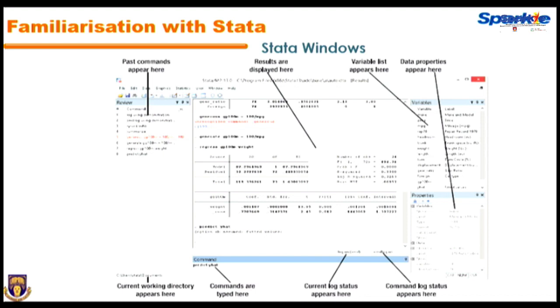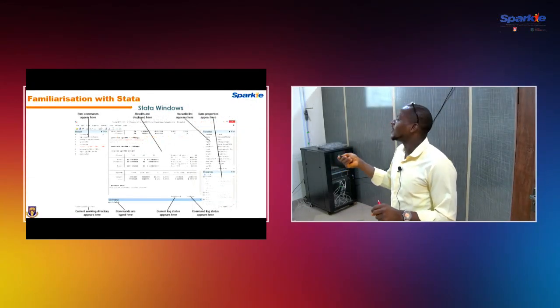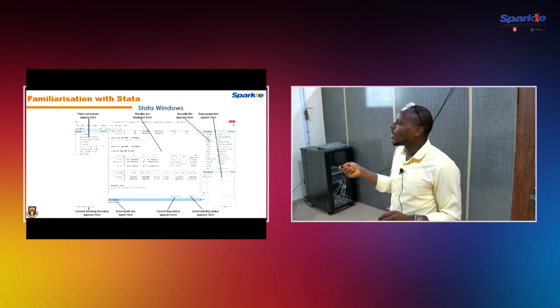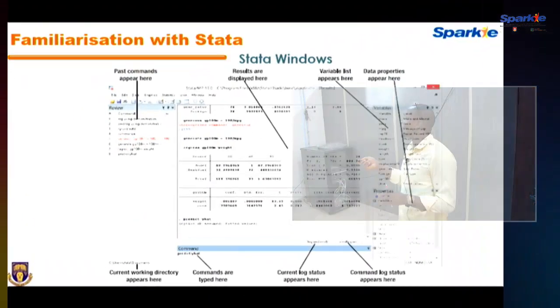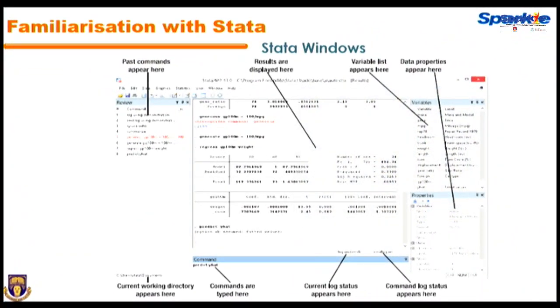So here is the command history. Any command you run here, or your do file, don't worry, I'll tell you what a do file is, you will see the history of everything you have run here. So sometimes if you run a command and you have moved on and you want to run that same thing again, you don't need to type it again. Just look here, click it, it will bring it down here, and then you run it. That means you can easily repeat what you have done before, because it saves the commands you have run in this place.